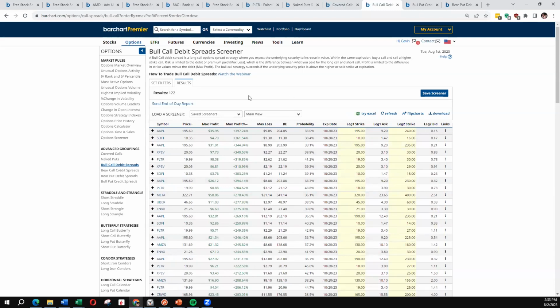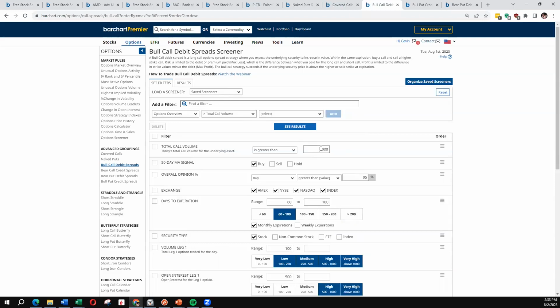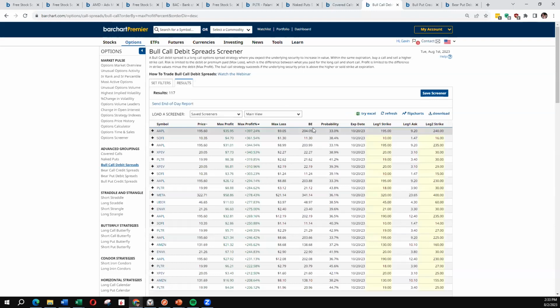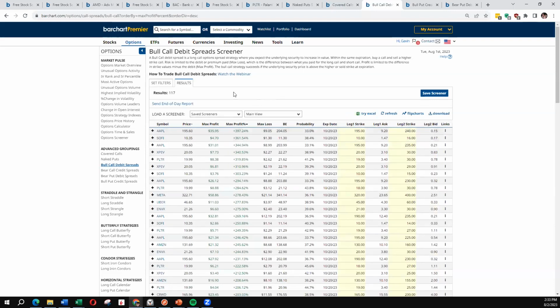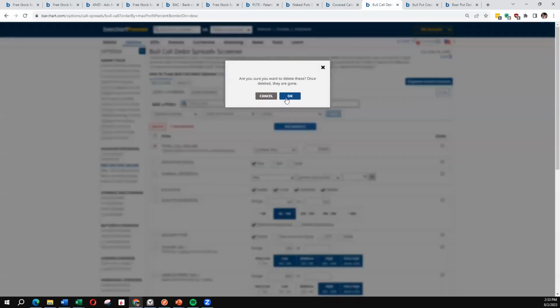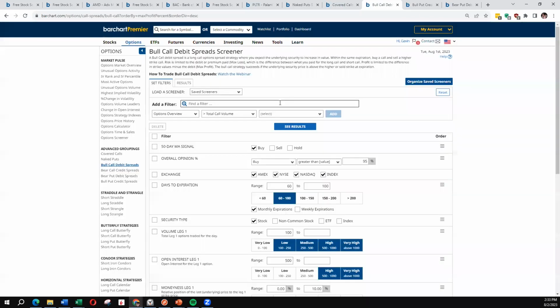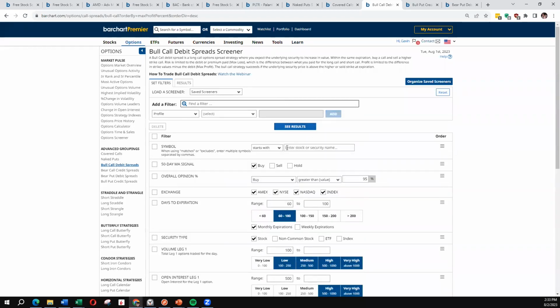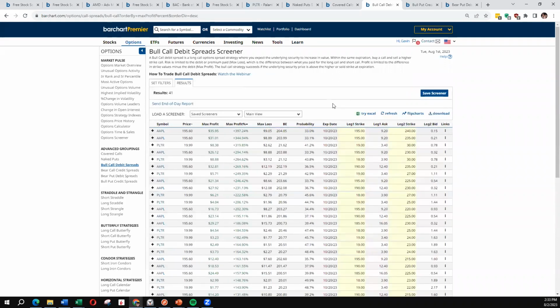So maybe it is easy to just use the stock screener first. I wonder, let's just try filtering for, yeah, we're still getting quite a lot of results. So maybe we do use the stock screener still, but this is quite handy to add in at the option screener as well. So let's go back to our symbols, add those back in. And there's our bull call debit spread candidates.